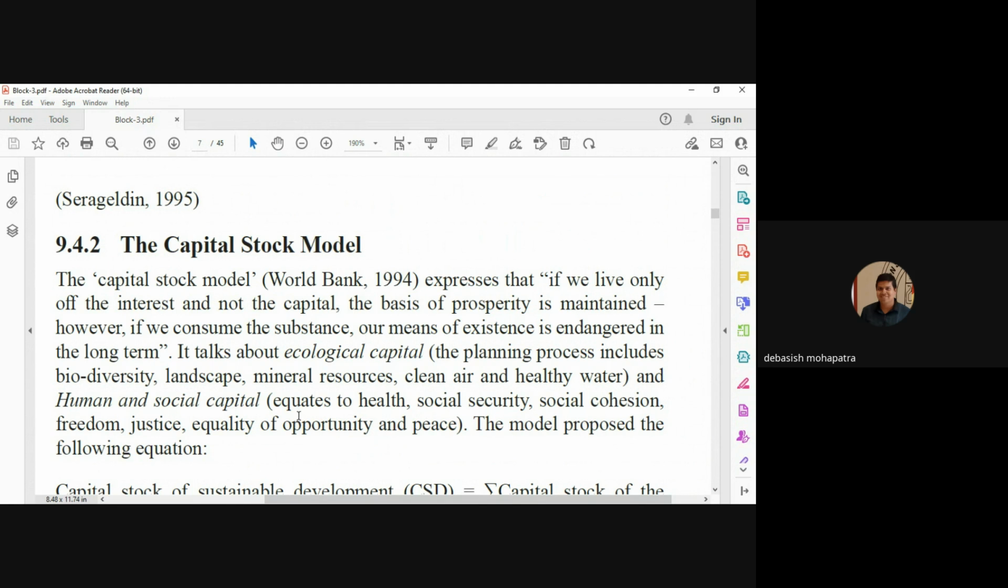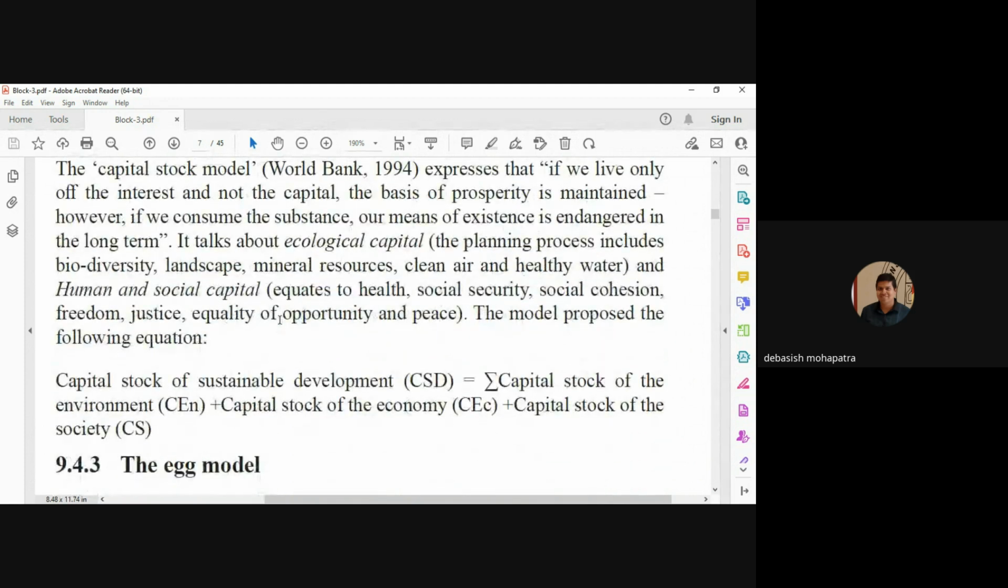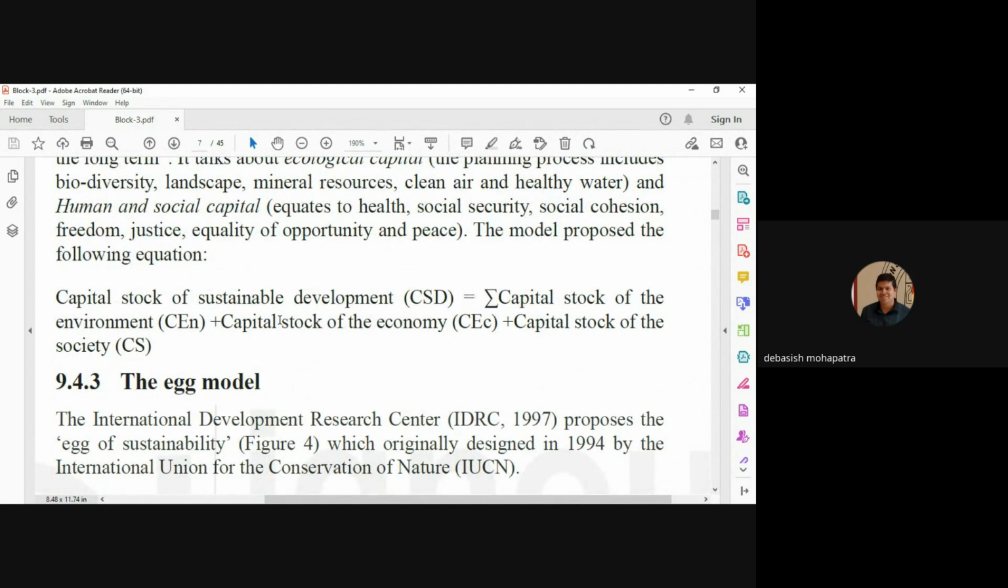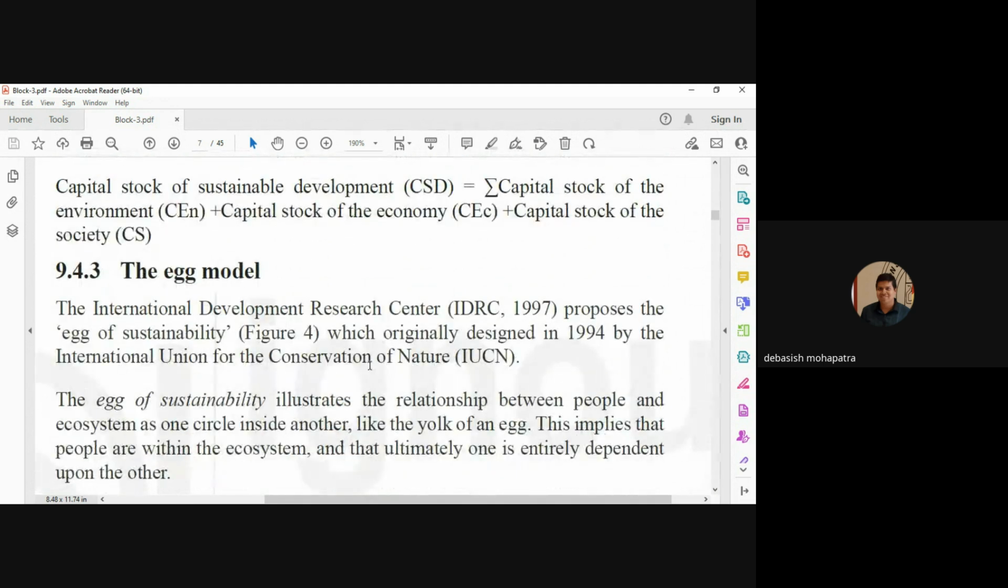It talks about ecological capital, including biodiversity, landscape, mineral resources, clean air and healthy water, and human and society capital: equity, health, social security, social cohesion, freedom, justice, equality of opportunity, and peace. The model proposes the following equation: capital stock of sustainable development, CSD, equals capital stock of the environment, CEN, plus capital stock of the economy, CEC, plus capital stock of the society, CS.